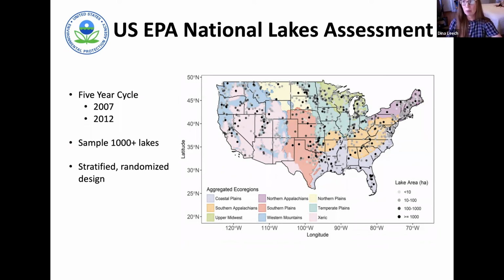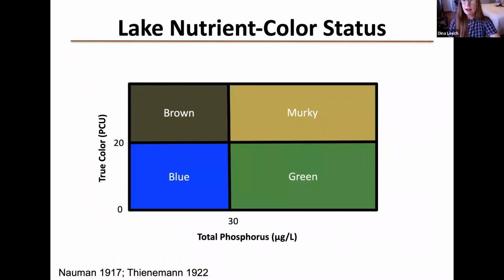So at the time we were working on this project, we had data available to us from 2007 and 2012. And the way aquatic scientists sort of categorize a lake's color is based on two factors. The first is total phosphorus concentration. So how much phosphorus is in the system dictates how much algae is there. So that kind of puts us on this blue to green axis.